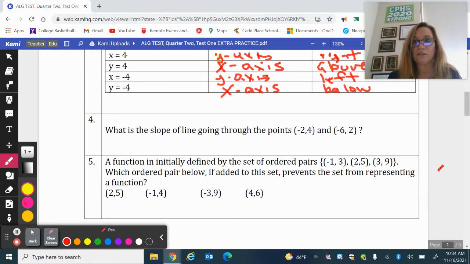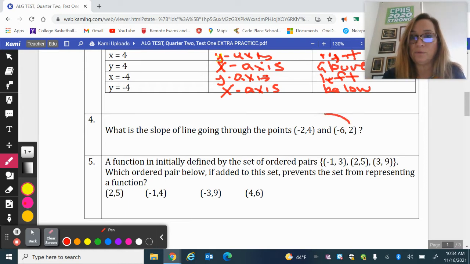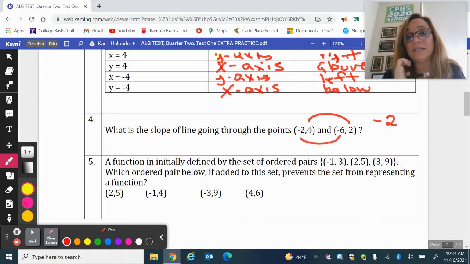Okay. What is the slope of a line going through the point? So that's the slope formula, y2 minus y1. So 2 minus 4 is negative 2. x2 minus x1. So negative 6 minus 2 is positive 4. So you can leave your slope like that. That is the actual answer, or you can choose to reduce it. So that's equal to negative 1/2.